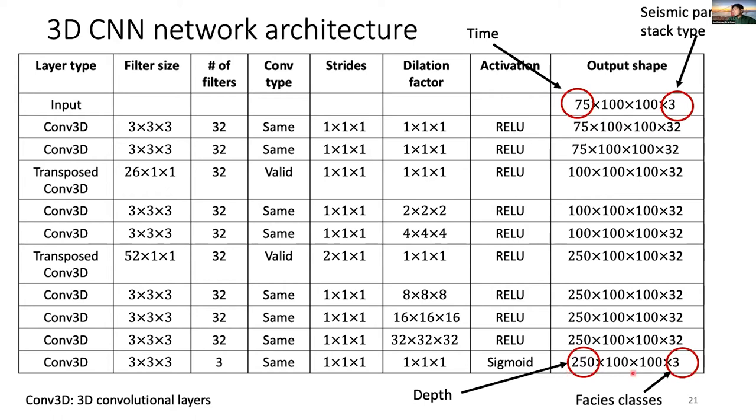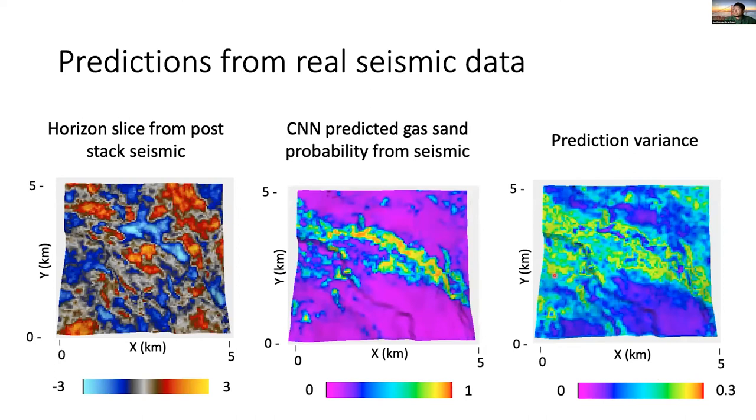At the output of our network, we predict the reservoir model that is in depth, X and Y, and three denotes the gas sand, brine sand, and the non-reservoir phases. First, I will show that we do very good on the real data, and then I will talk about how we tune the noise parameter in order to make sure that our real data predictions were consistent.